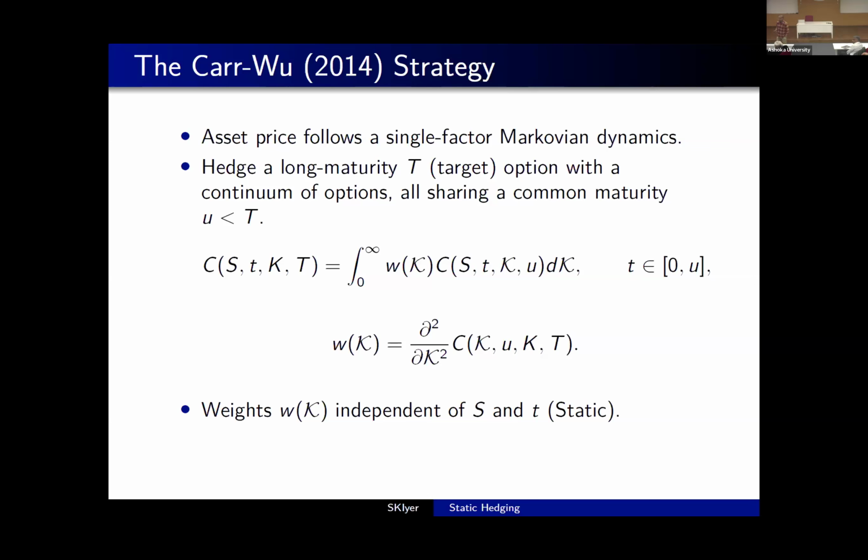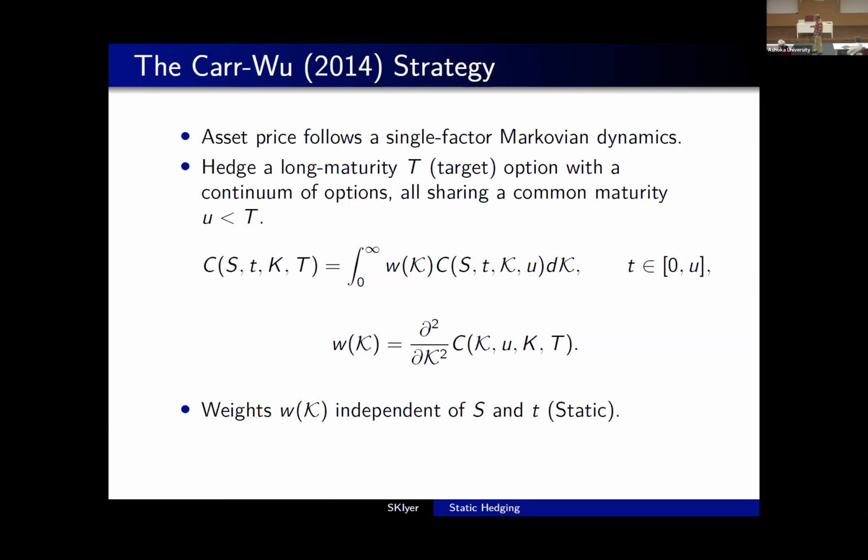Can you repeat the question? The derivative, right? So these are the particular weights that will give this equality. So if you want this left-hand side, the price of your target option, to match with these options maturing at time u, you need to have the weights which are exactly the second derivative of the target call at time u. Okay. C is the price of the option. In some sense, this is the perfect hedge.